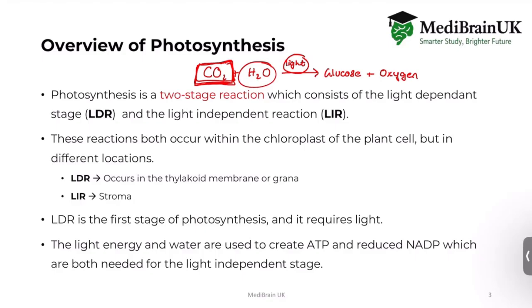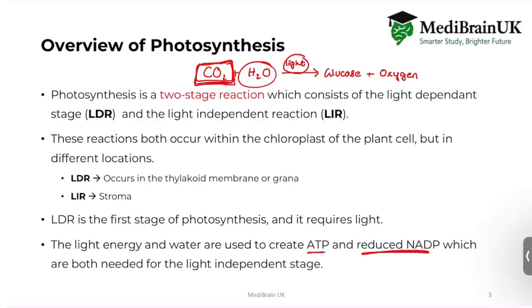Now, the products created in the first stage of photosynthesis, the light-dependent reaction, are then used in the second stage. That's why it's really important that the first stage goes ahead so the second stage can go ahead, which means the overall photosynthesis process can occur, because the products from the first stage are used in the next stage. So the light energy and the water are used to create ATP, which is needed for energy, and reduced NADP.